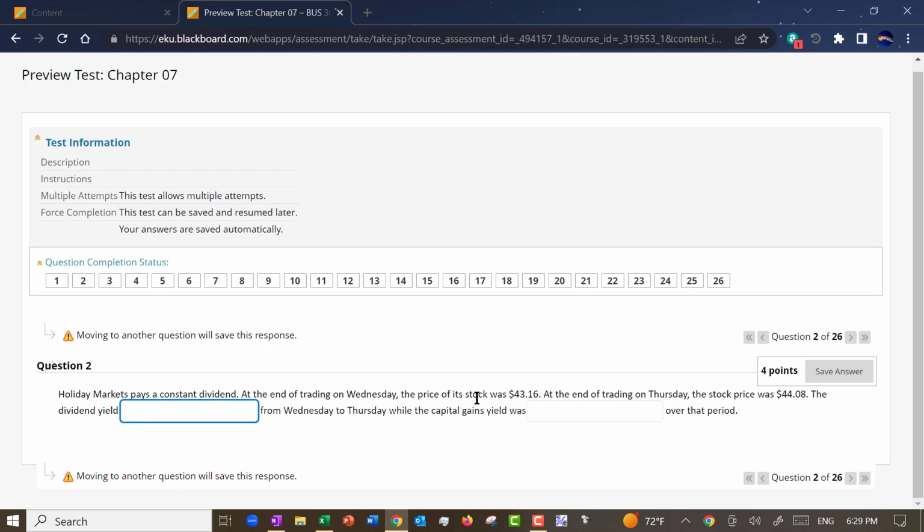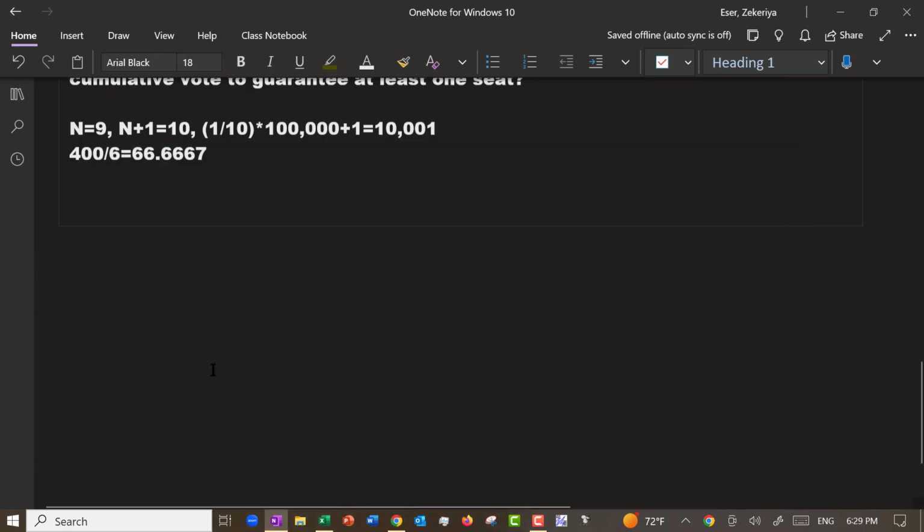When we look at the price, solving this.